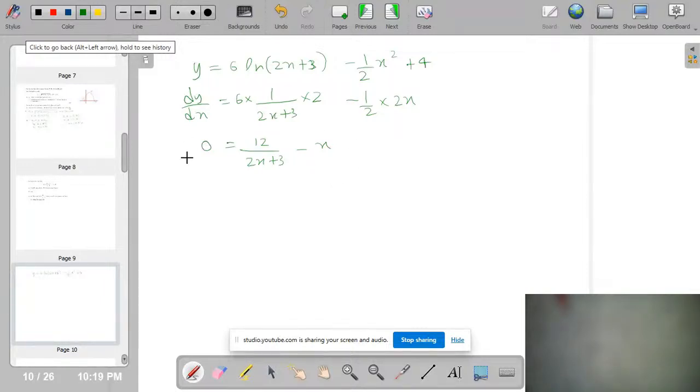Take x to the other side. Cross multiply, get the things done. So x equals 12 over 2x plus 3. Cross multiply: 2x squared plus 3x. I can take plus 12 to this side. That's what? Minus 2. Now we can get support from the calculator to find the solutions of this quadratic equation.